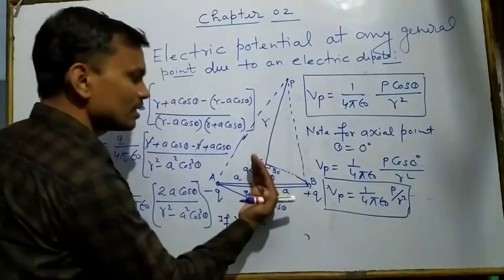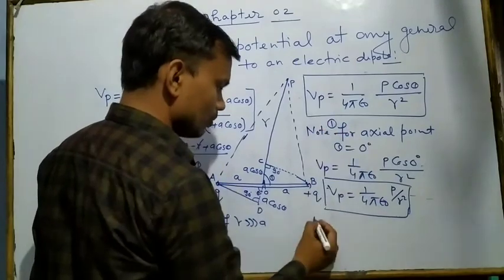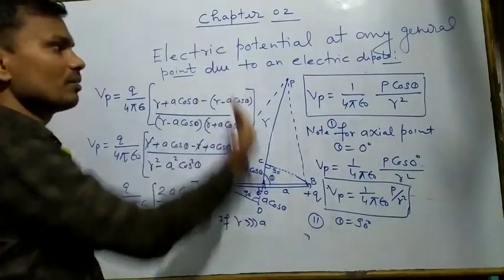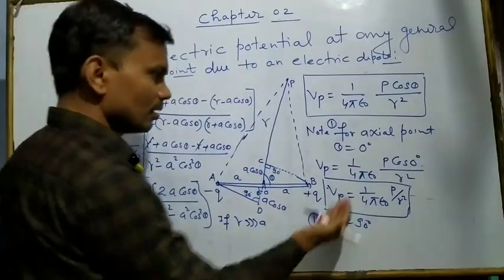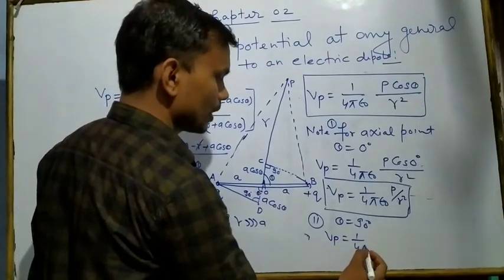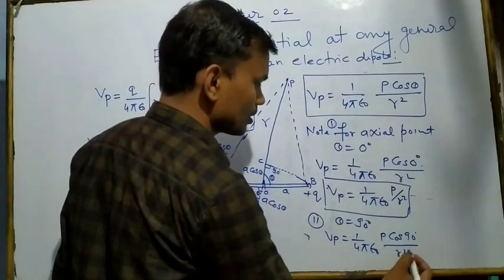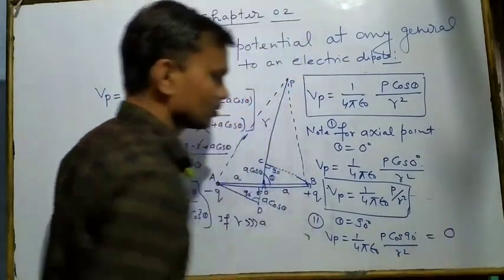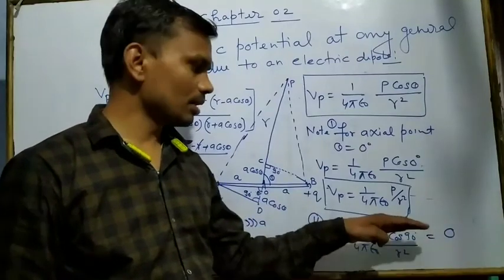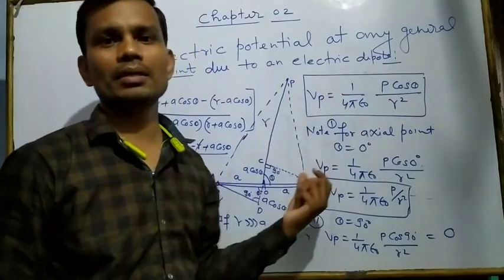And at the equatorial point, this angle becomes 90 degree. If theta is equal to 90 degree for the equatorial point, then cos 90 is 0. So VP is 1 upon 4 pi epsilon naught, P cos 90 upon R square, and since cos 90 is 0, the total term is 0. So we can easily calculate at an axial point and at an equatorial point. This is the expression for the electric potential at any general point due to the electric dipole.